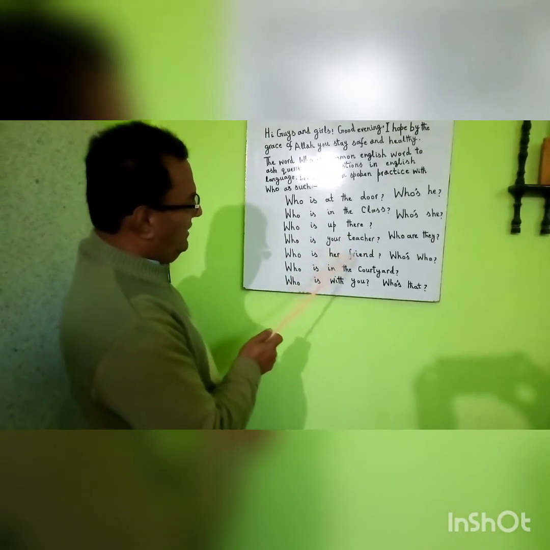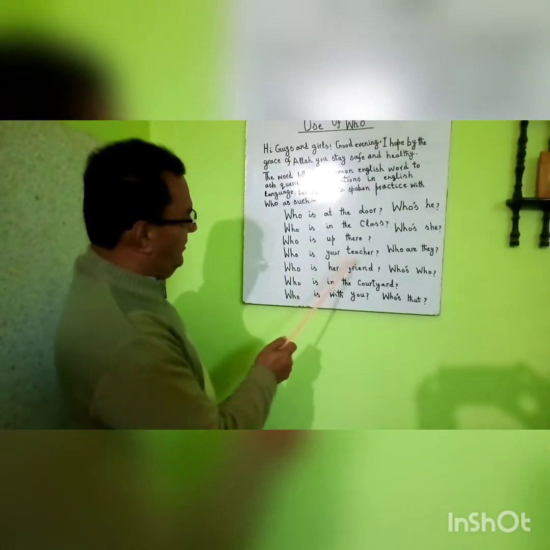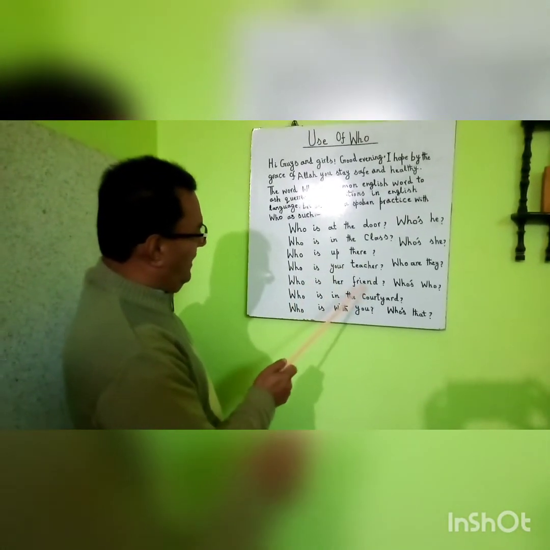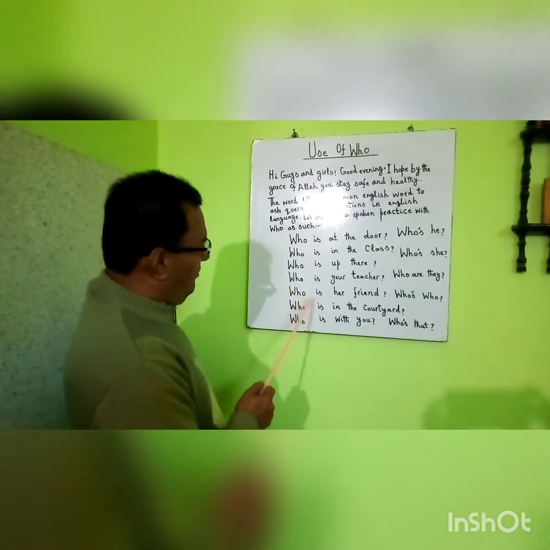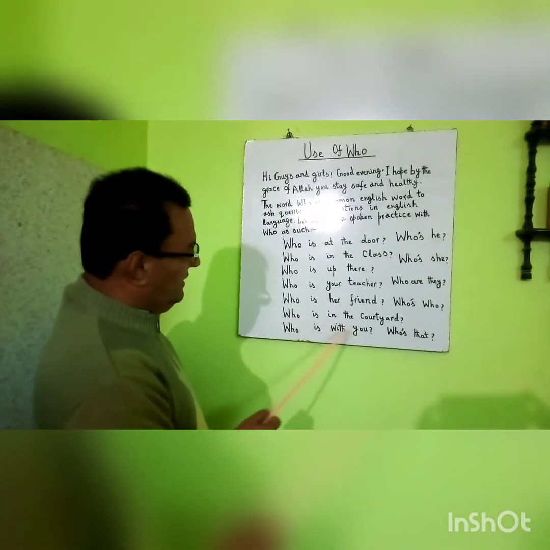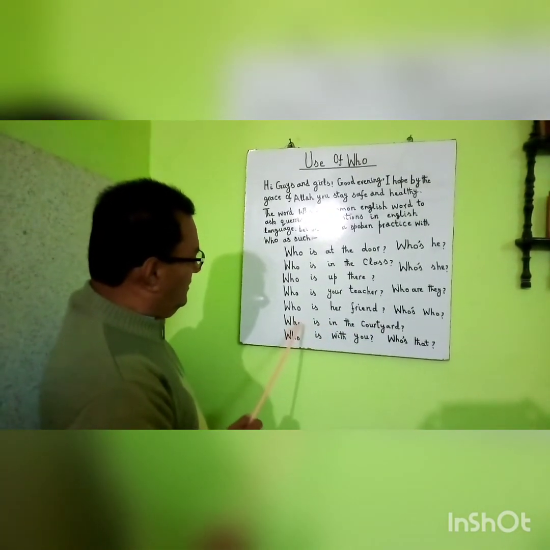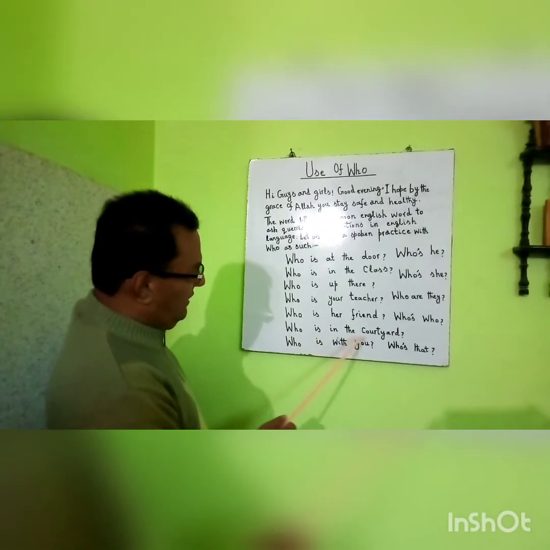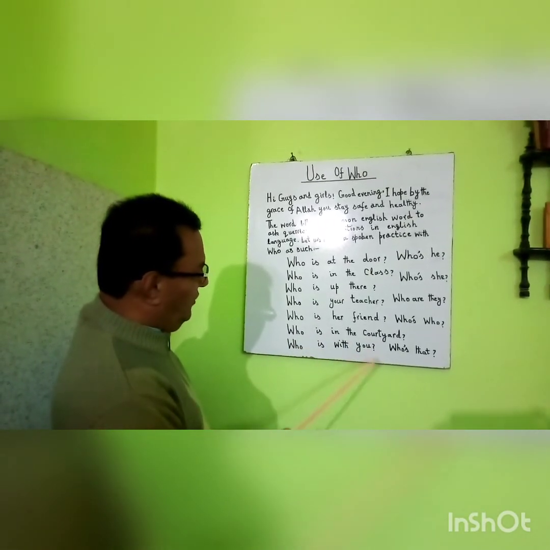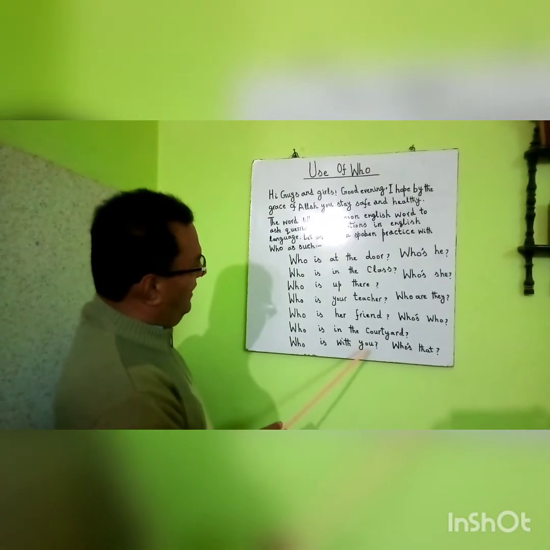Who is your teacher? Mr. Alex is our teacher. Who is her friend? Tom is her friend. Who is in the courtyard? Monis is in the courtyard. Who is with you? My friend is with me.